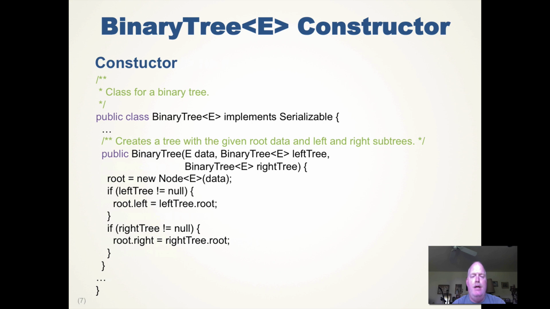So we assign the root to the data, a new node, and then we assign the left subtree to root.left and the right subtree to root.right. And notice the left subtree is a binary tree, but we're talking nodes, so that's why it's left tree.root and right tree.root, because those are the nodes, and those are the things that we actually point to.